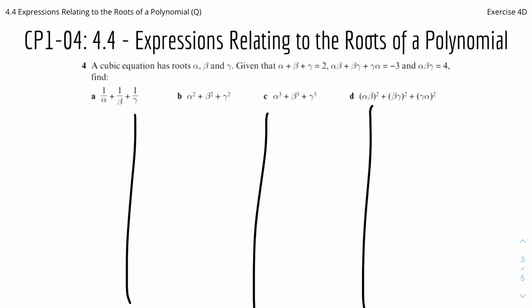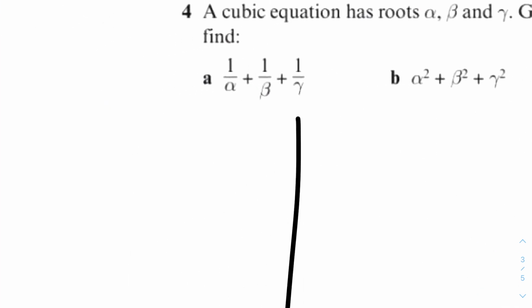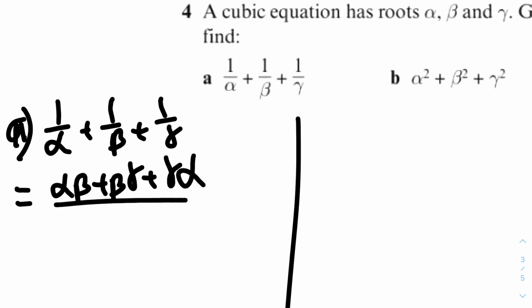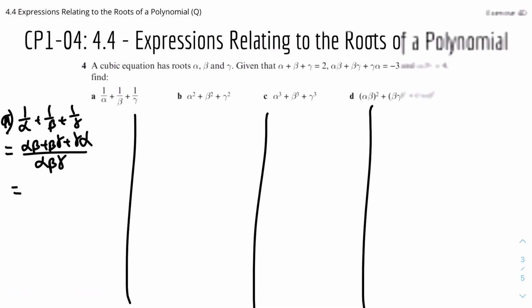And the first part is basically the sum of the roots of reciprocals as well. So 1 over alpha plus 1 over beta plus 1 over gamma. And this will simplify to alpha beta plus beta gamma plus gamma alpha all over alpha beta gamma, like so. So alpha beta plus beta gamma plus gamma alpha is equal to minus 3, and alpha beta gamma is equal to 4. So therefore this expression is equal to minus 3 over 4.